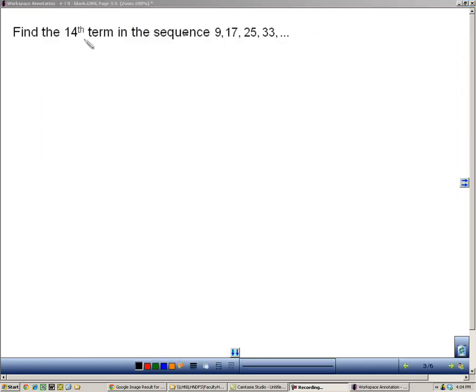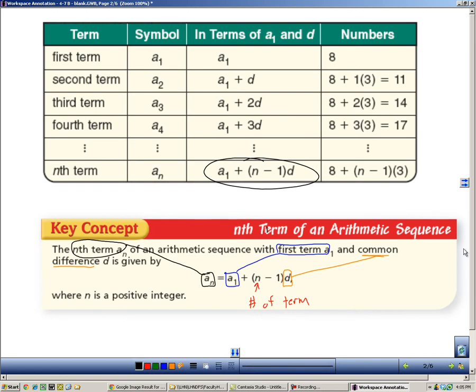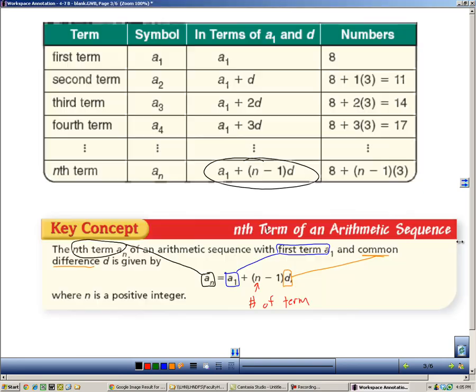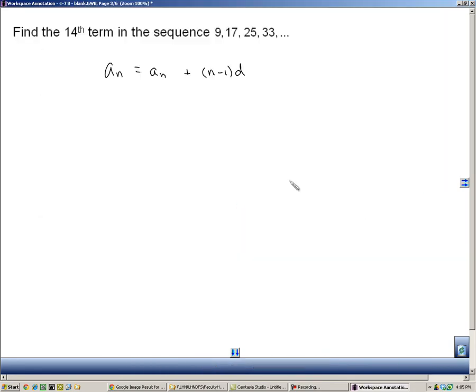Here we're asked to find the 14th term in this sequence. So I have 4 terms, and I've got to find out what number 14 is. I could just add the common difference every time, but I'm going to practice using my formula. We'll rewrite this formula here: a sub n equals a sub 1 plus n minus 1 times d. I'm just making sure that that's correct. Okay, so now we've got to plug the different things in. A sub n is the 14th term, so I want a sub 14. I want the 14th term of my sequence.